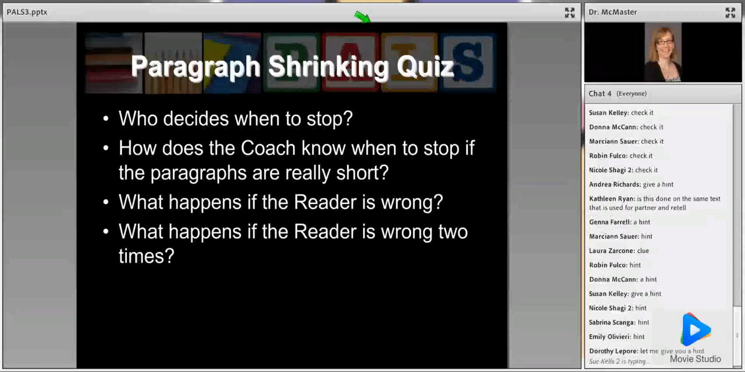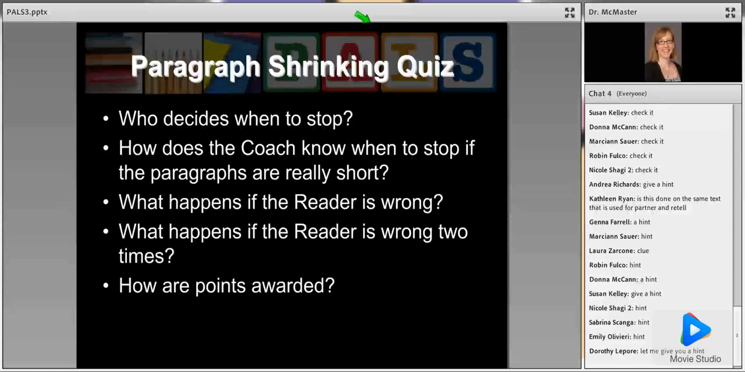Now there is a question. Is this done on the same text that is used for partner reading and retell? And yes, it is. Well, it's used in the same book, I should say. So they read for partner reading, they do their retell, but now they're reading on, so they're reading new text within the same book. And that's a really important distinction. So thank you, Kathleen, for asking that question.